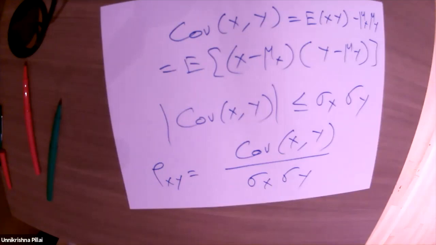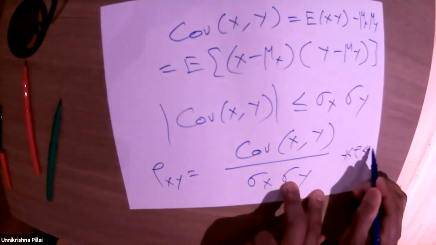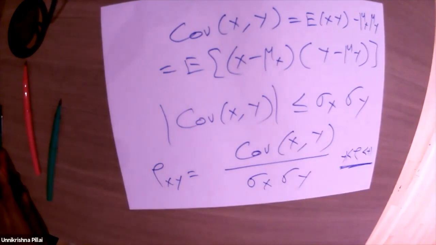Look again. Covariance can be positive or negative. So rho will be between minus 1 and plus 1. So if covariance is 0, what will be rho?